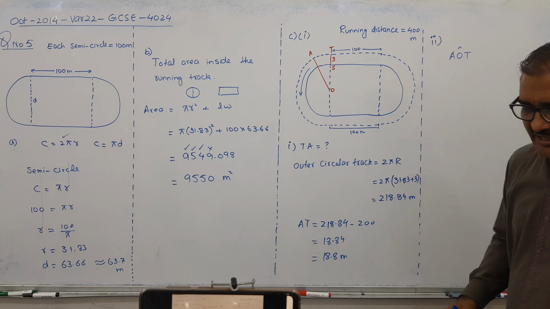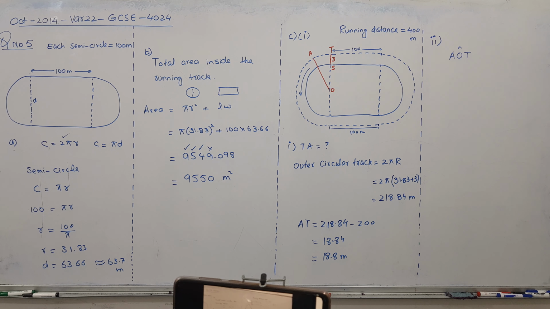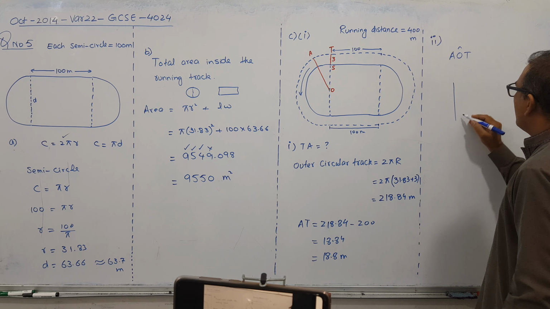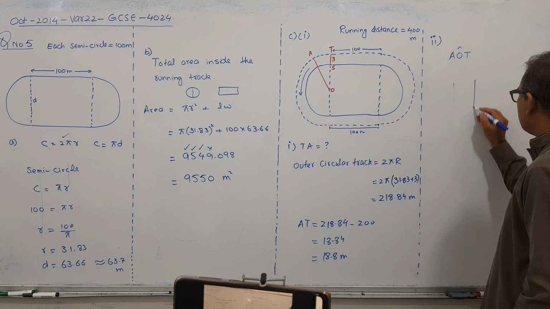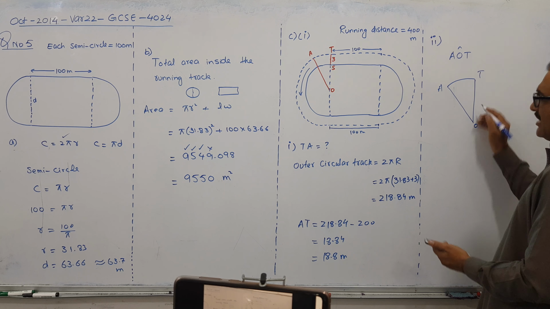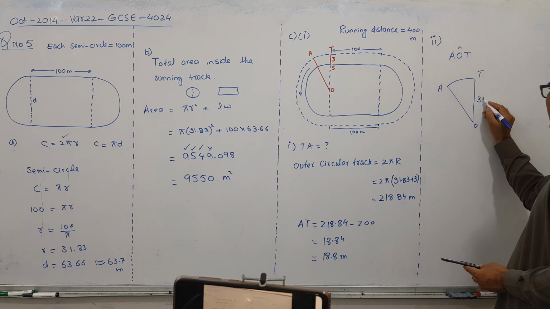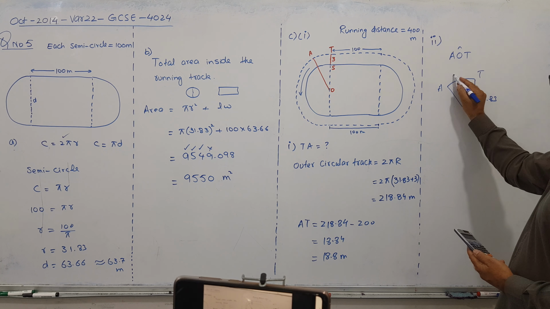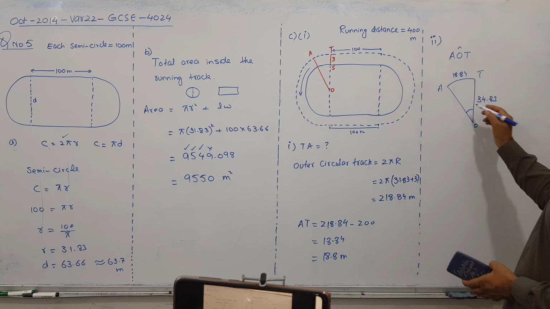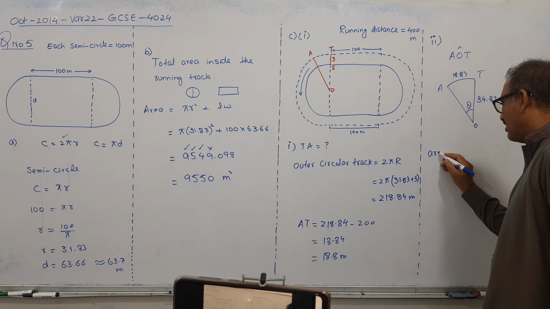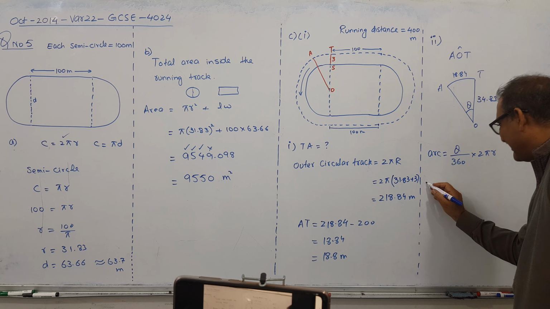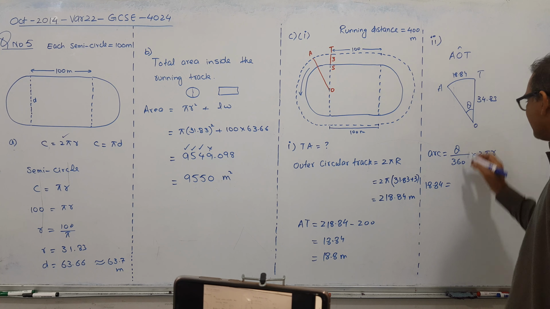Let's go for the other part. In the other part, he's asking for angle AOT. Can you see the sector AOT? Let me make it here. Make again this kind of sector we have. This is G on the top, here A, here O, and this is 34.83. And this theta is my target, and this arc length, if you know, is 18.84. So I think we have a formula, and this is the angle I'm looking for. What's the arc length formula? All of you know, theta by 360 times 2 times pi r. Arc length is 18.84. Theta is my target.